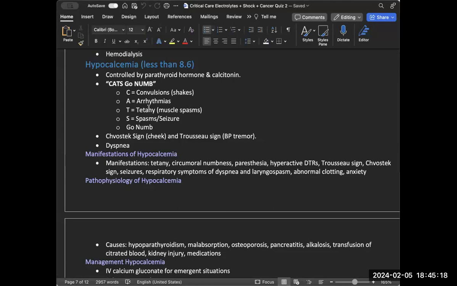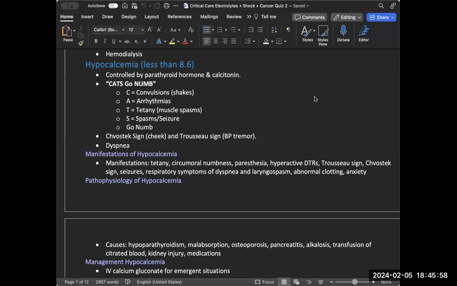Now, calcium is very similar and it actually has a close relationship with magnesium and phosphorus. So, when we have hypocalcemia, we also have hyperphosphatemia because, as we'll also get into when we talk about the pathophysiology, hypoparathyroidism causes hypocalcemia, which also causes hyperphosphatemia. Calcium and phosphorus have inverse relationships.